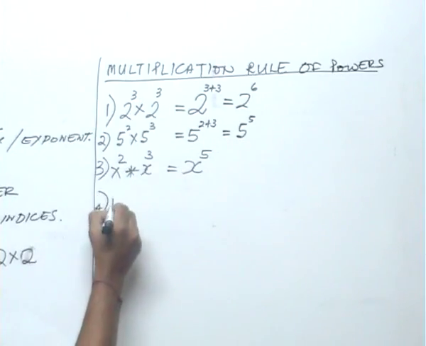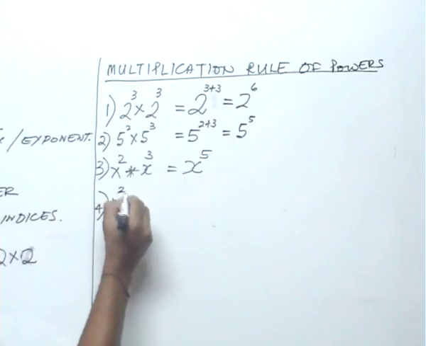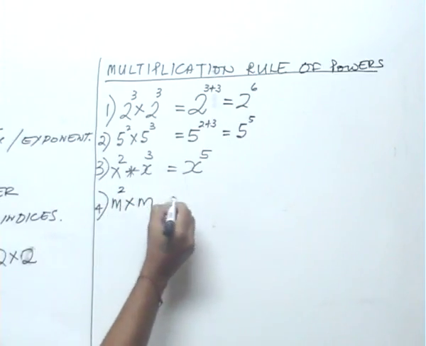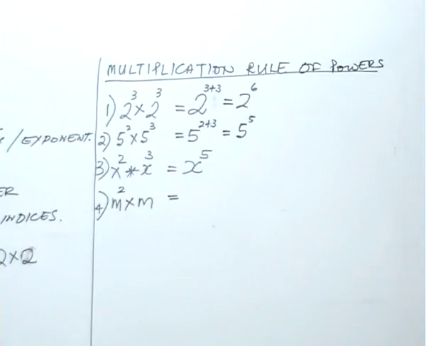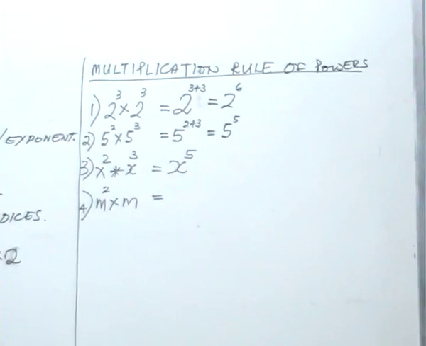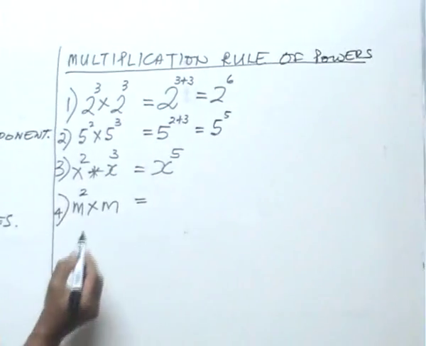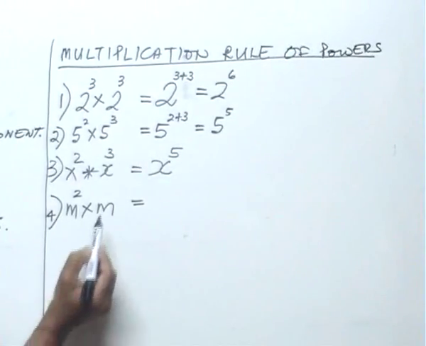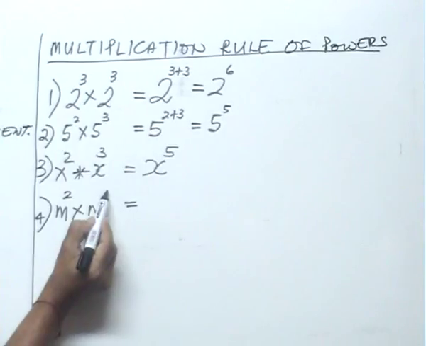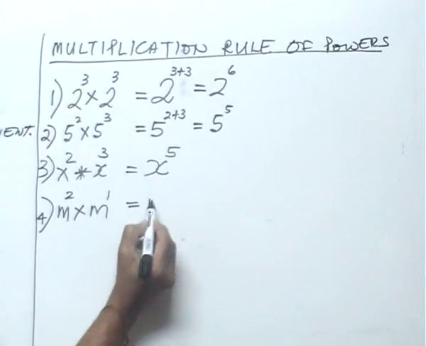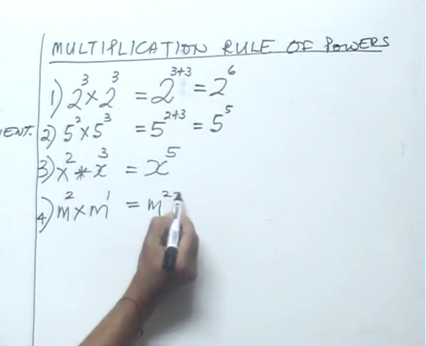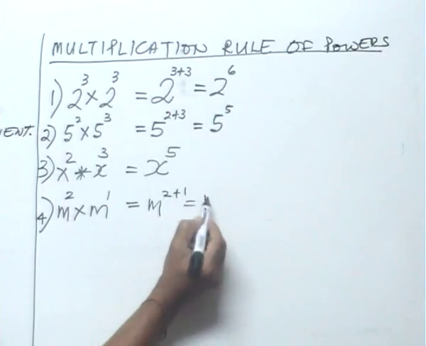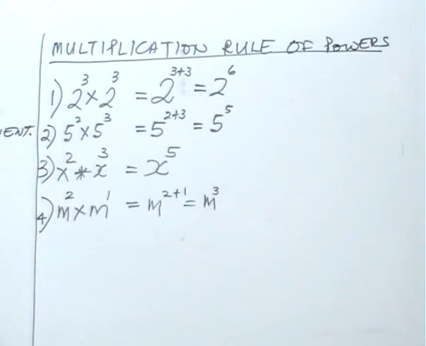Number 4, m squared times m. Now you recall that the index here is understood to be 1. So don't say there's no index, you've got to remember that it is understood to be 1. So there it is now. And the final answer is 2 plus 1, that gives you m to the 3.